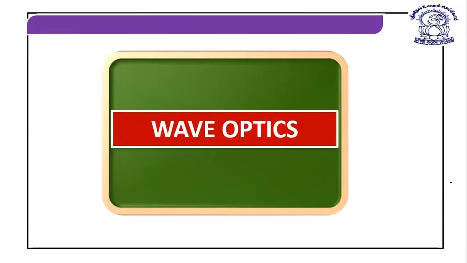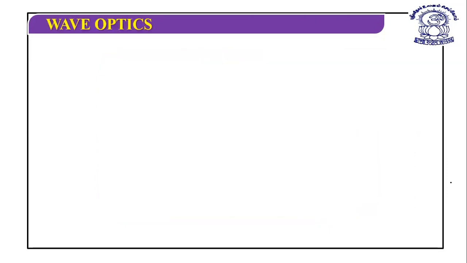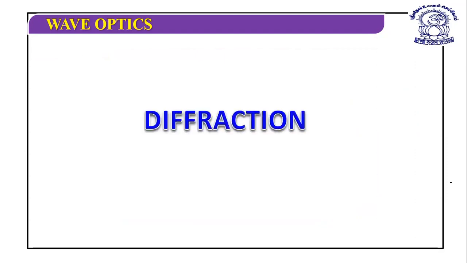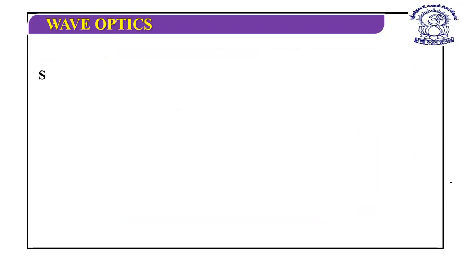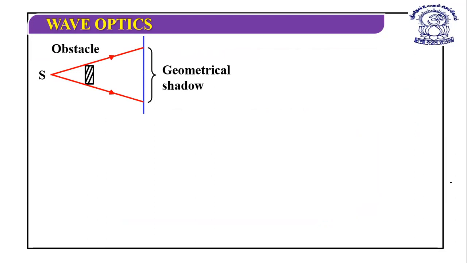In the previous lectures of wave optics, we have seen the polarization of light, Young's double slit experiment, and the fringe width of bright and dark fringes. Now, in this lecture, we are going to study the diffraction of light. So, let us begin. Let us take a light source in front of which there is an obstacle.